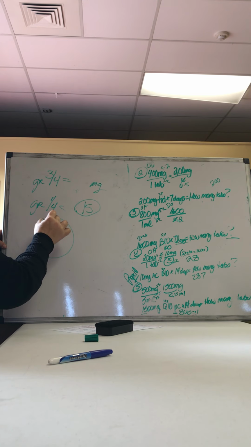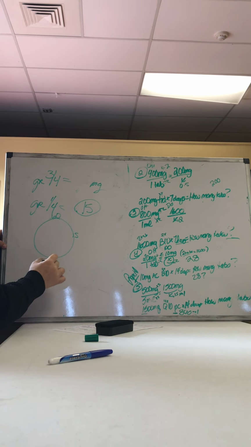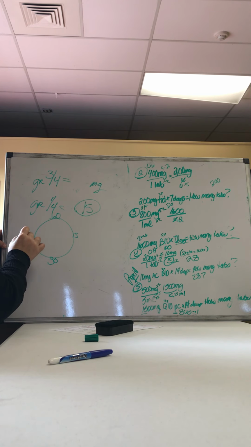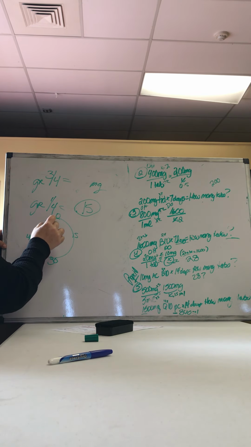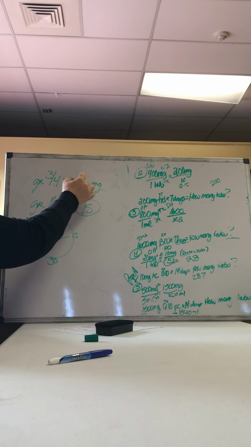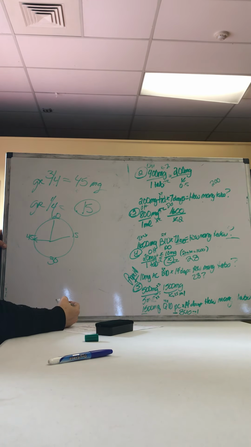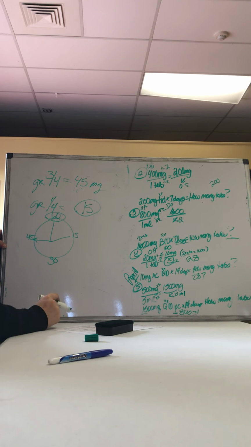Remember the clock? 60, 15, 30, 45. If I say I want 75%, that would be this 45. So 3/4 of a grain is 45. That's what I'm making. Yes. You think about it like the clock. 3/4 of the clock. Because it's 60.